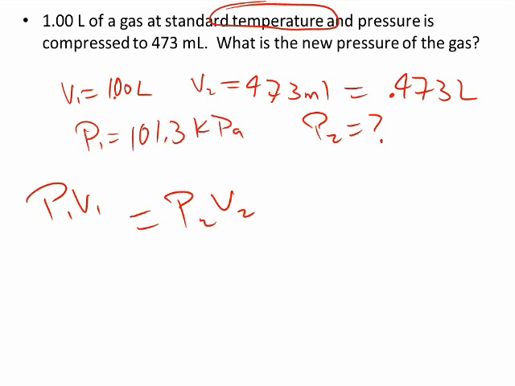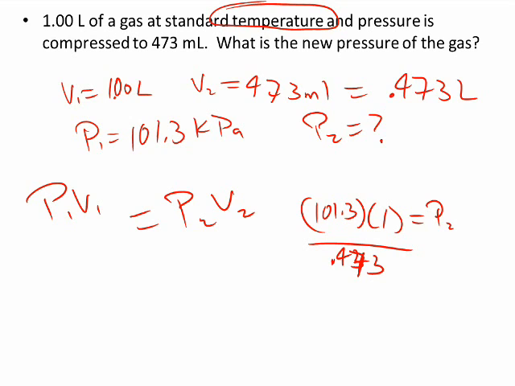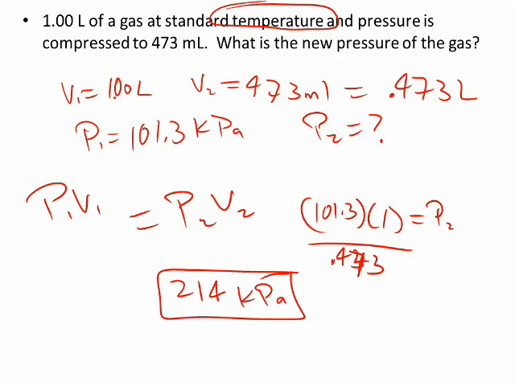And we can just say 101.3 multiplied by 1 equals P2 multiplied by 0.473. Well, we're going to have to divide by 0.473. Usually I like to do these before I plug in numbers. So that's just 101.3 divided by 0.473, 214 kilopascals. The pressure went up quite a bit. It doubled basically because we halved the volume more or less.